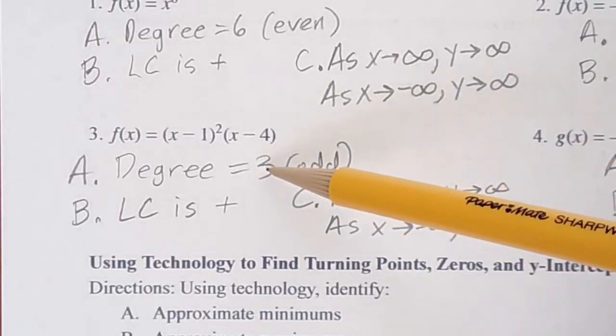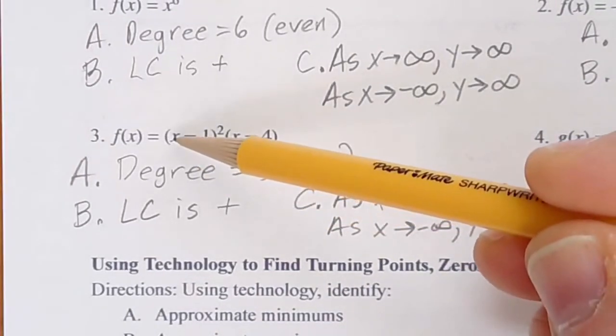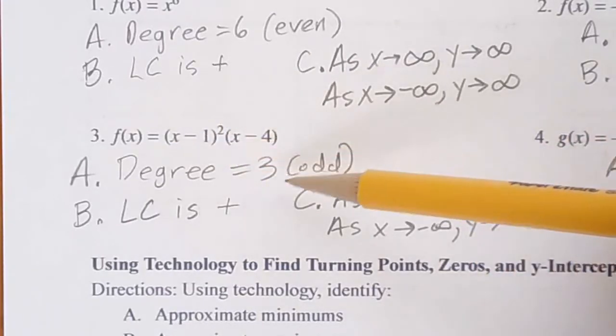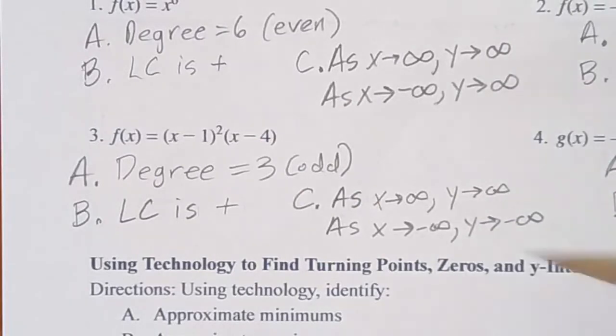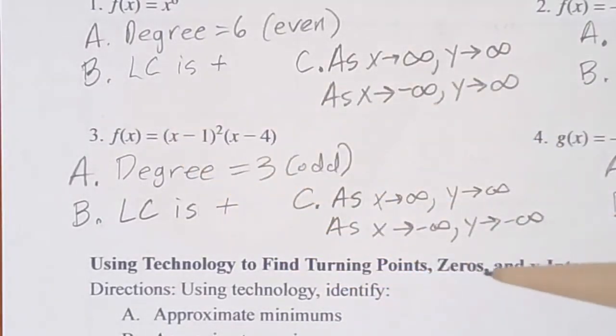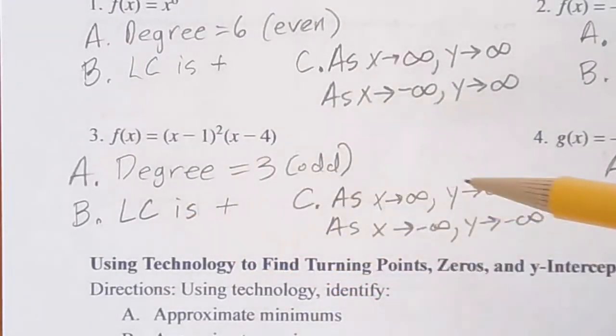The degree is 3. How do I get 3? Well, again, you count this x twice because of the 2 up here. So 1, 2, and then one more x, 3. So degree is 3. That's odd, of course. The leading coefficient is positive. There is no sign here, meaning it's positive. So leading coefficient is positive.